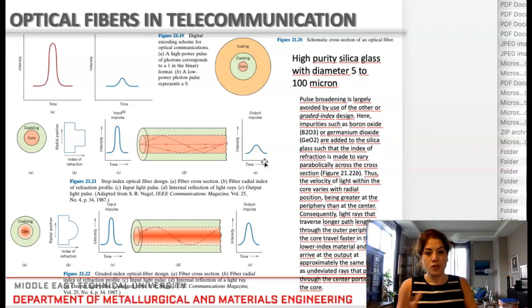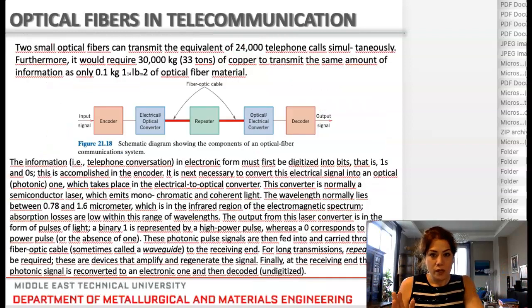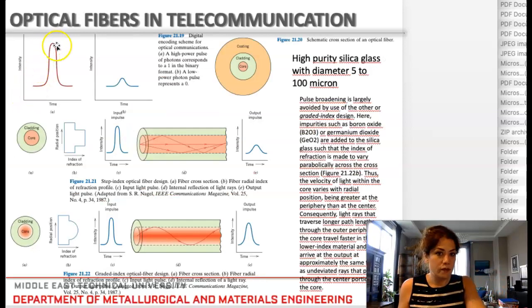So in this setup, if I have an input signal to the encoder, it is transmitted into ones and zeros. One is the signal that is high up. Zeros are the signals that are below a certain intensity value.